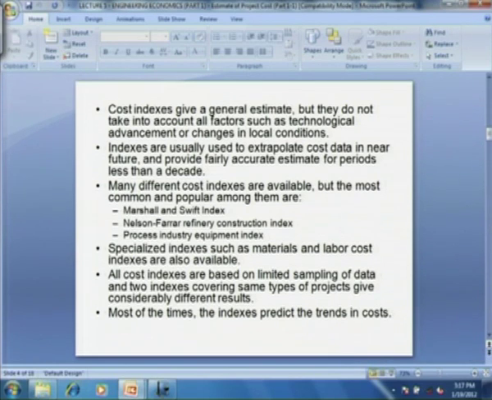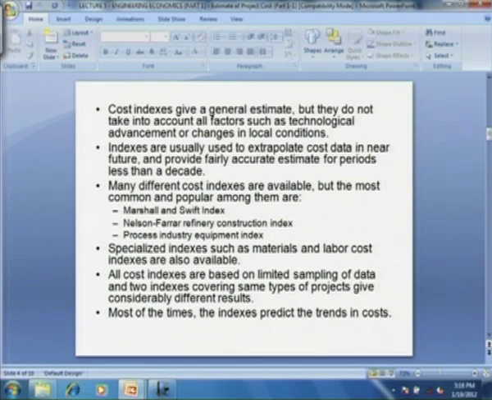Many different cost indices are available in the literature. The most common and popular indices are Marshall and Swift index, Nelson-Farrar refinery construction index, and then process industry equipment index. Specialized indexes are available such as material and labor cost index.